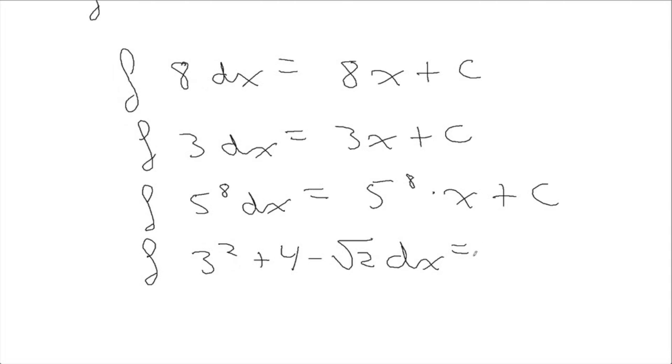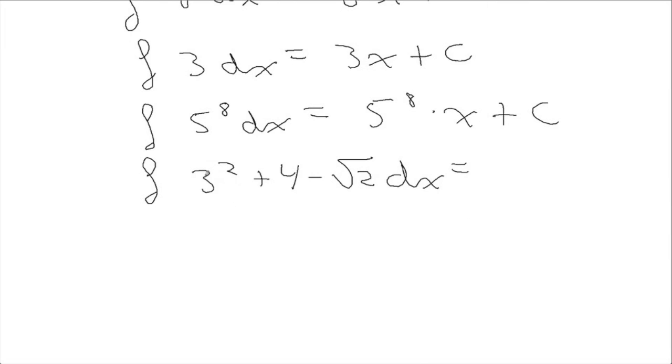What's this? I think I'll just show you what it is. Is 3 a constant or a variable? Constant. How about 2? Constant. How about 4? Constant. How about root 2? A constant. How about 3 squared plus 4 minus root 2? Constant. So we just apply the constant rule. How would you apply the constant rule here? 3 squared x plus 4x minus square root of 2x. Okay, that's right. I think it's a little bit simpler to write it like this.